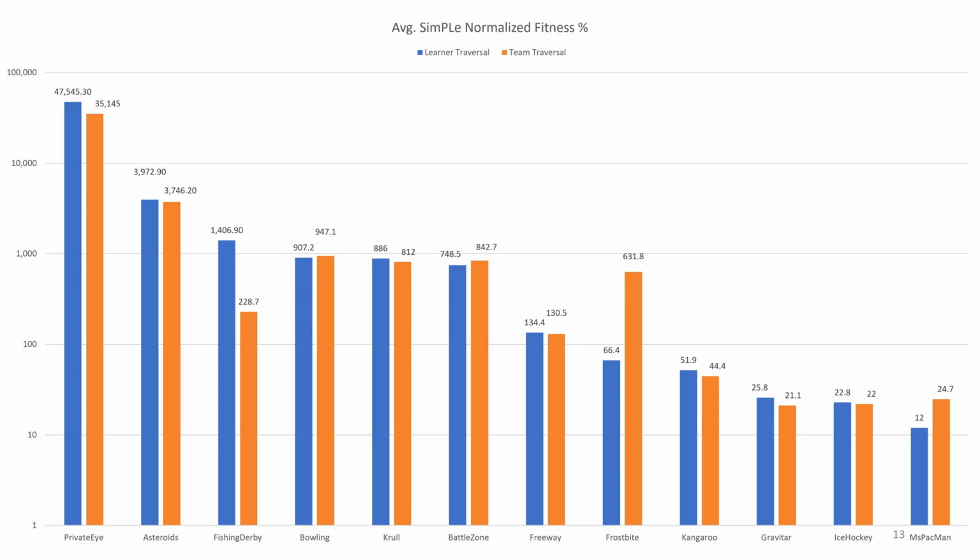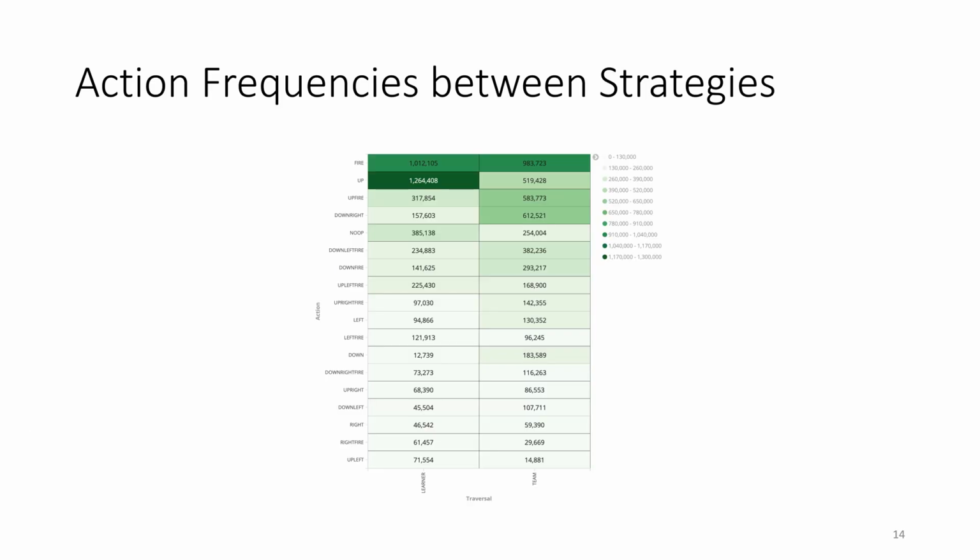For the Freeway title, both strategies perform only a little better than Simple. Under Frostbite, team traversals managed to outperform Simple, whereas learner traversals only managed 2/3 of Simple's fitness. For the remaining titles, Simple outperforms TPG. There doesn't appear to be a clear, better traversal strategy in terms of achieved fitness.